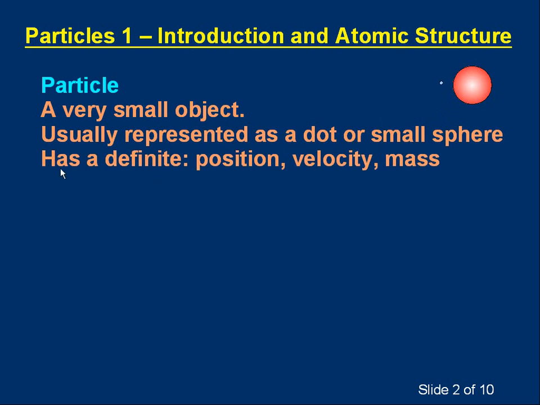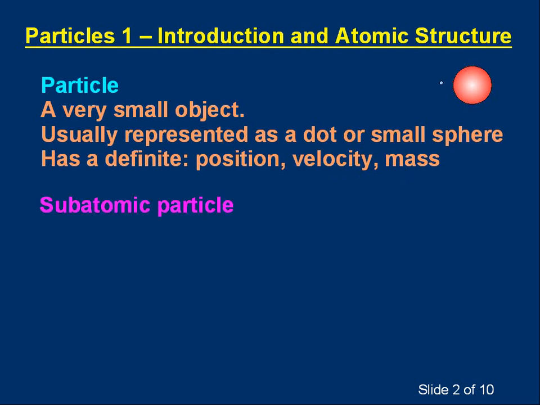And a particle has some particular attributes. First of all, it has a definite position. We know where it is. It has a definite velocity, which could be 0, definite speed and direction, and generally it's got a definite mass. And some particles have other properties. For example, a particle may have a charge.